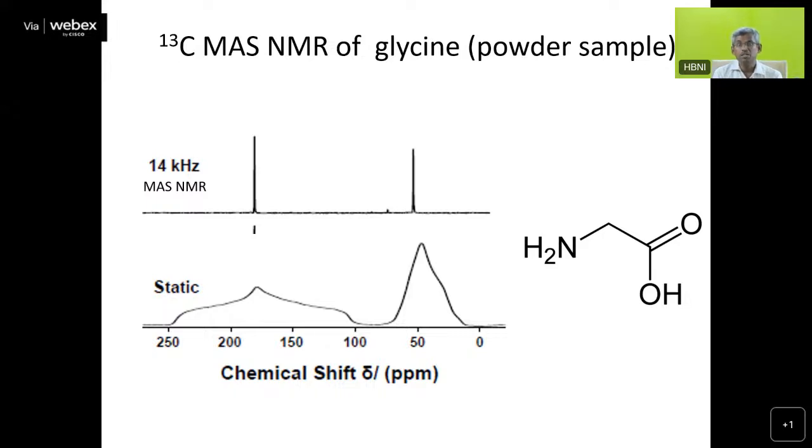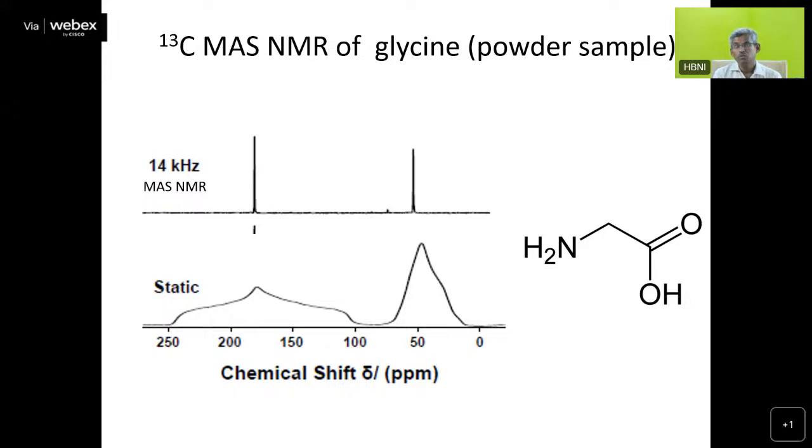Whereas sp2 carbon is what? sp2 carbon is less symmetric. Asymmetry is the environment, and as a result of this, you generate a broad peak. So that is why if you take a simple static NMR of glycine, you can see two types of spectra. One is a very broad peak and another is a relatively sharp peak.